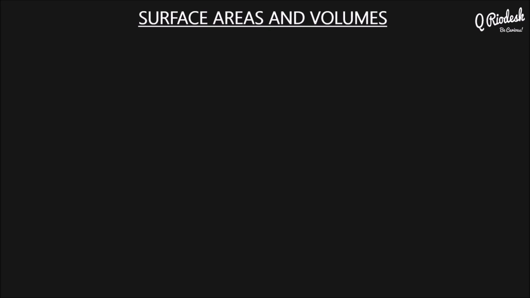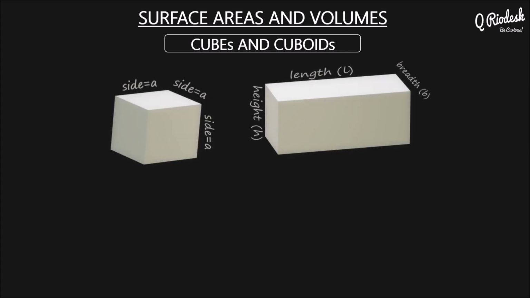Okay, so welcome back to the second part of the video series on surface areas and volumes, and in this video we will be learning about cubes and cuboids. Both are three-dimensional shapes. So let us see the sameness and the differences between both these shapes.